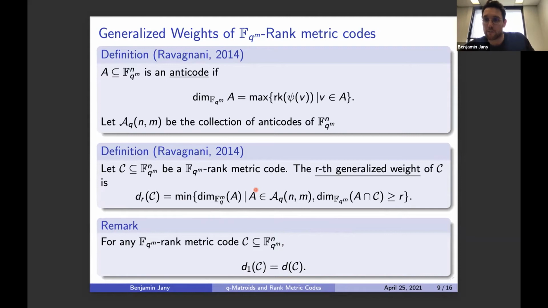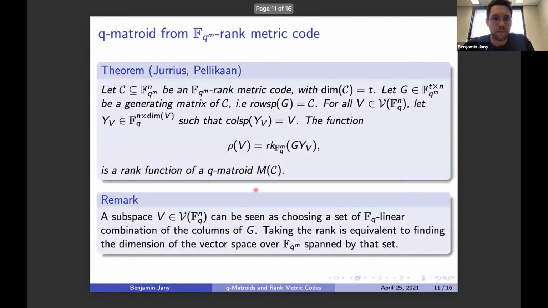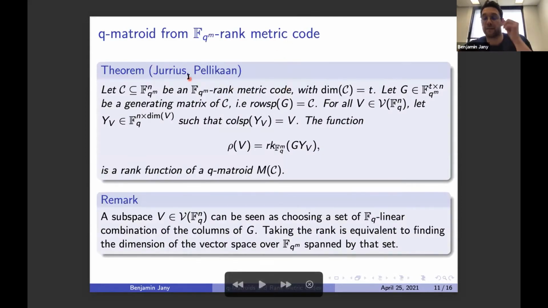So our hope is to use this theory of q-matroids to really extract that kind of information, right? So let's look at how we can define a q-matroid from a rank metric code. That was defined and found by Jurrius and Pellikaan in the same paper where they introduced q-matroids. And what they did is they chose a code C and chose a generator matrix for that code C. So the row space of this matrix G will just be the code.